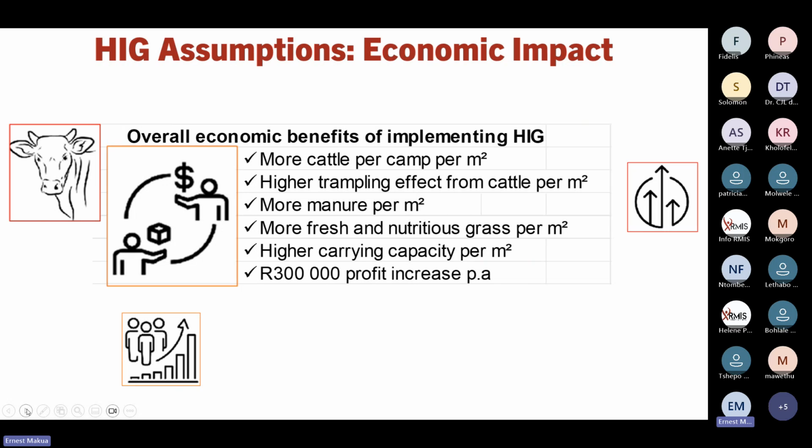the high intensity grazing: you'll have more cattle per camp, square meters, a higher trampling effect. We spoke about the trampling effect is when the cattle step on the soil, the infiltration becomes better in terms of nutrients and the water infiltration, stimulation of pasture growth and so forth, more manure per square meter, more fresh and nutritious grasses for cattle, better body condition score for the cattle, higher conception rate, higher calving percentage, 300,000 profit increase per annum.